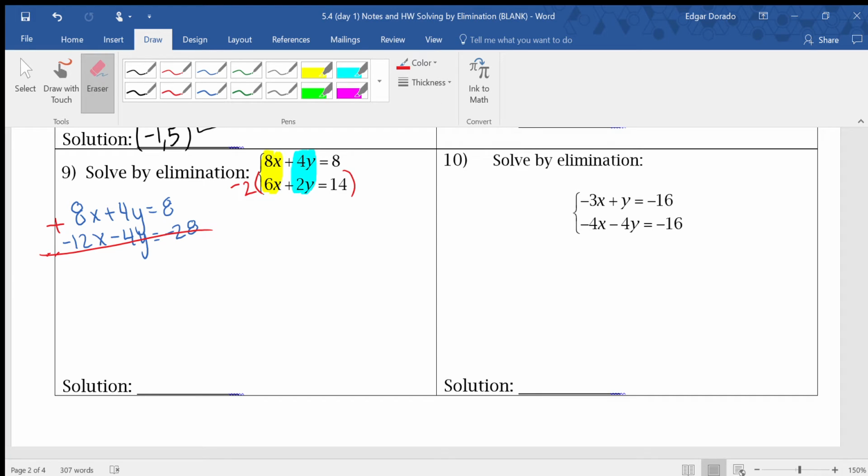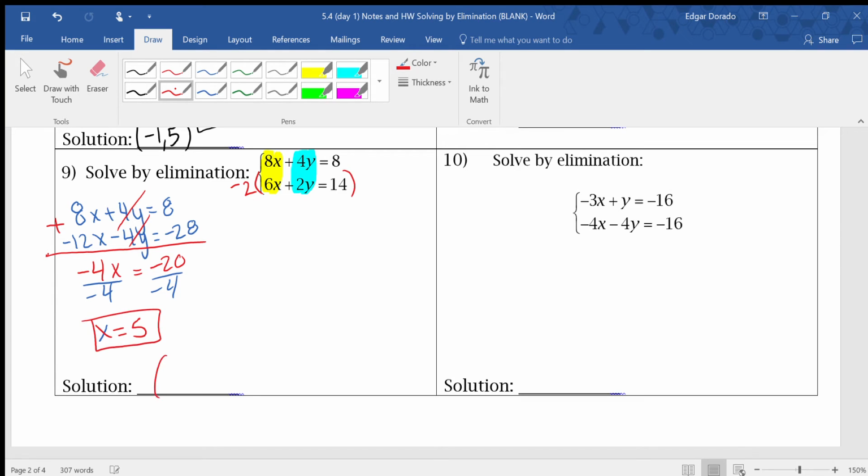Let's see if I can get my eraser to work. Well, let me try this. There we go. Okay, so this is a negative 4x. These two eliminated, and this is a negative 20. Divide both sides by negative 4. We get x equals a positive 5. That is part of my solution.